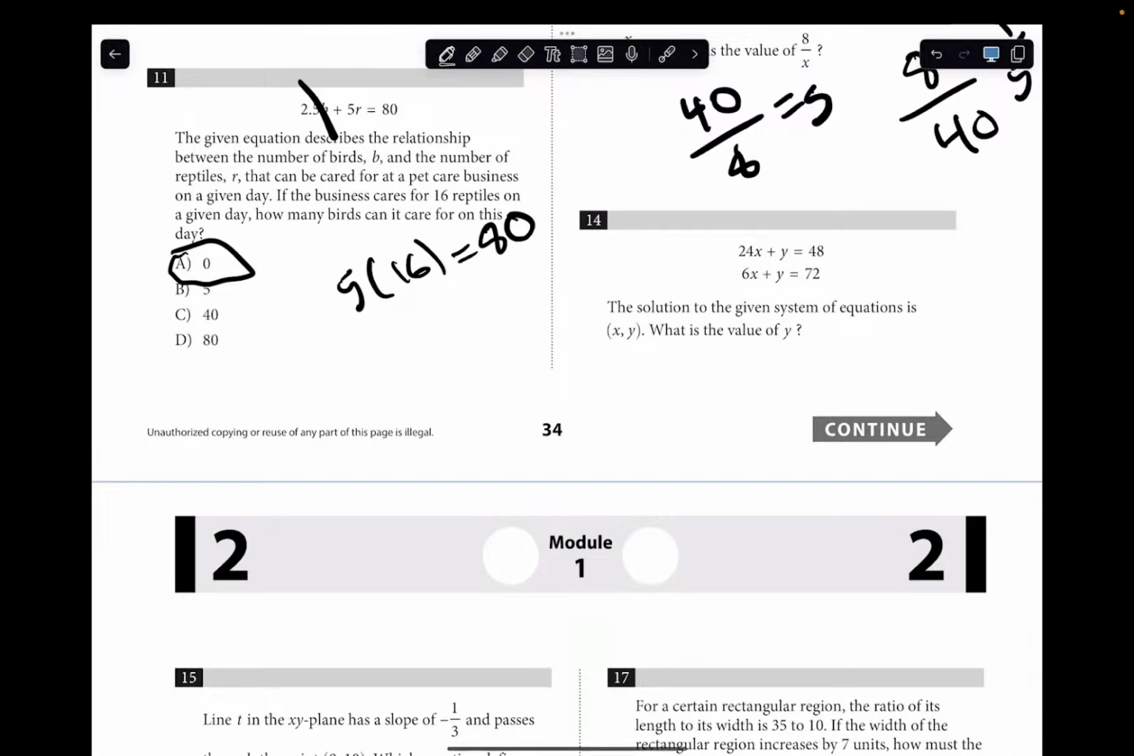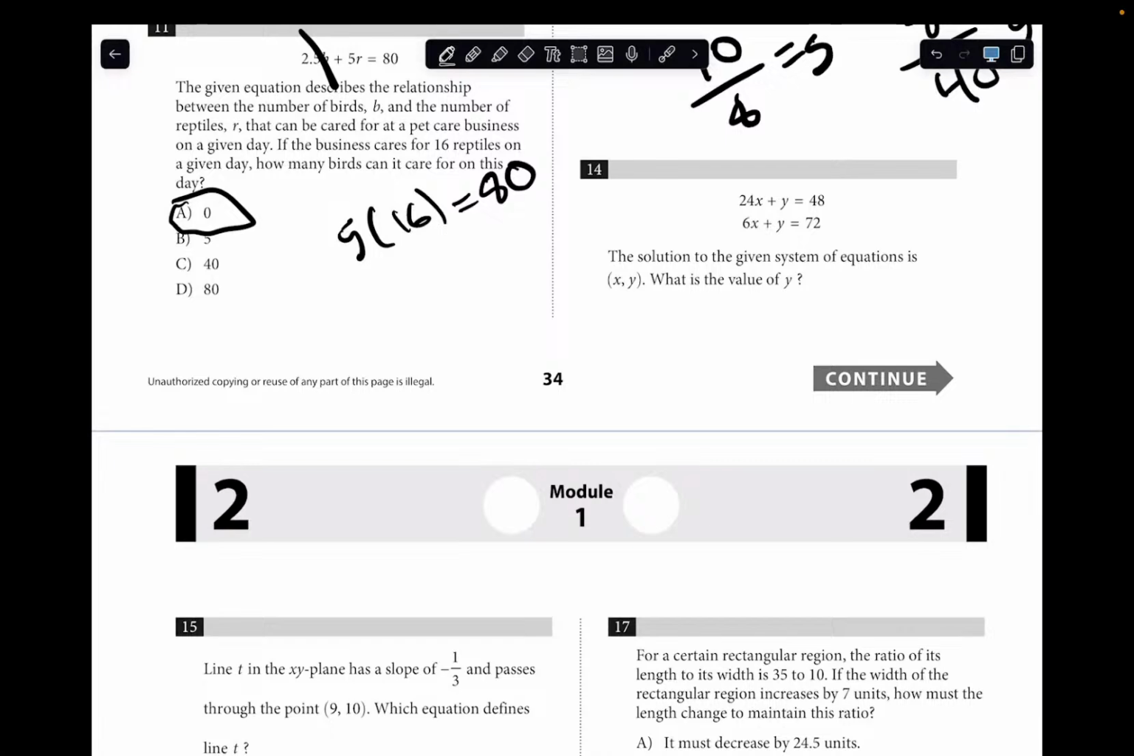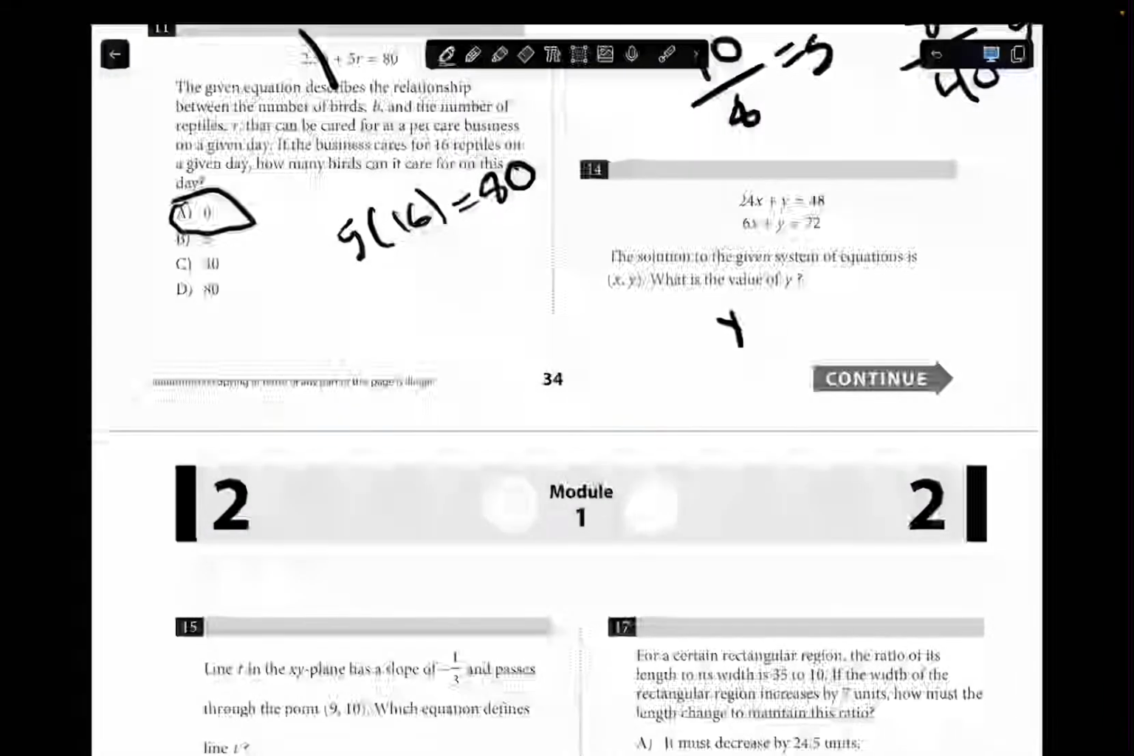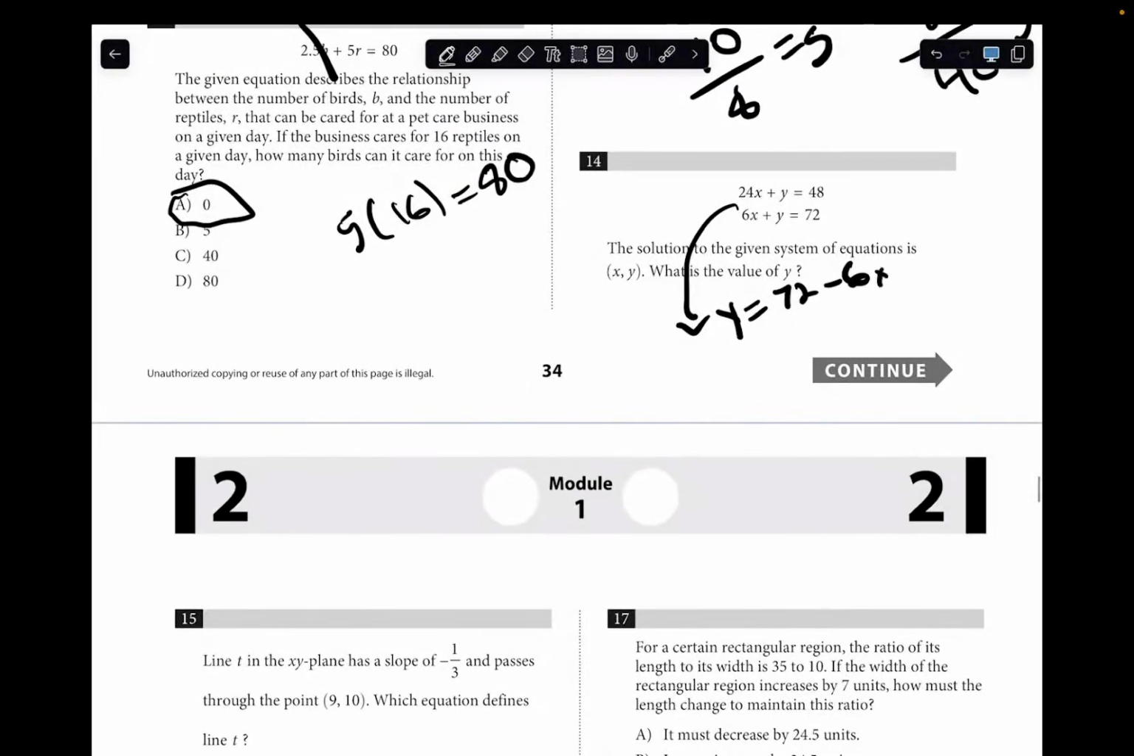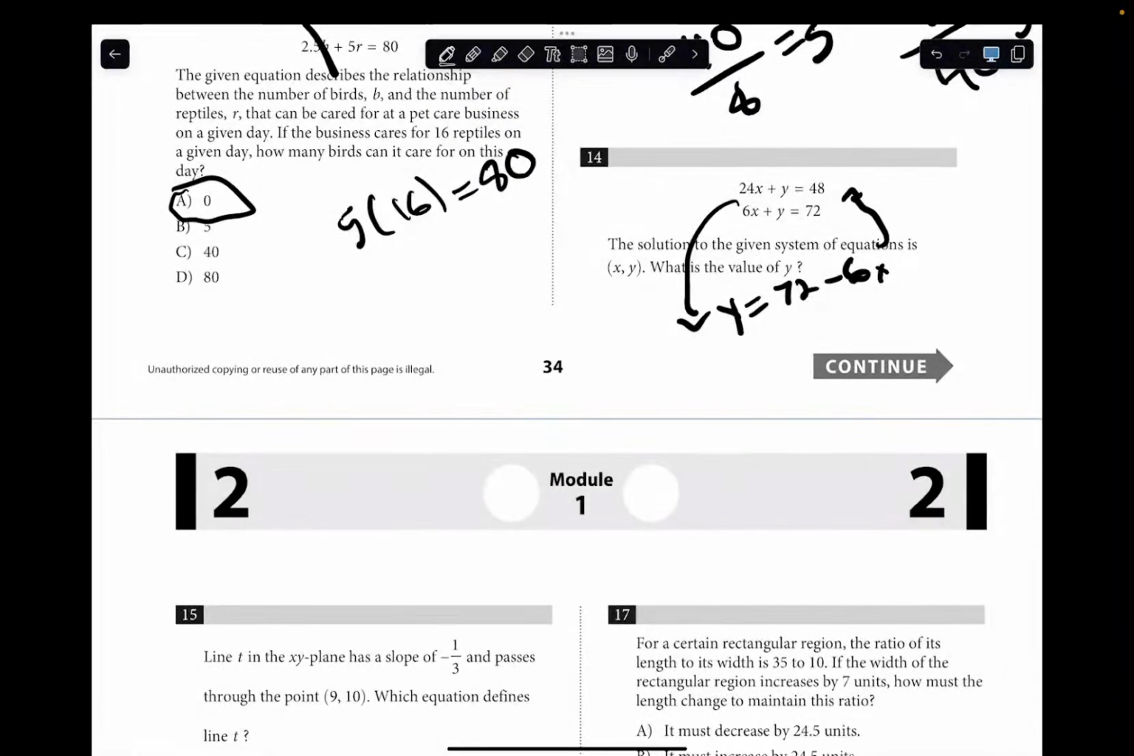The solution to the given system of equations is x, y. What is the value of y? This is just like super goofy. System of equations, you take one and plug it into the other, right? So I'm going to take this first equation and rearrange it to get 72 minus 6x. Then I plug this back into the first equation, right, to get common terms. So 24x plus 72 minus 6x equals 48.